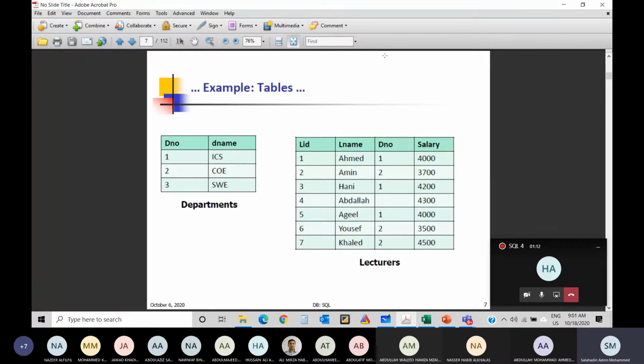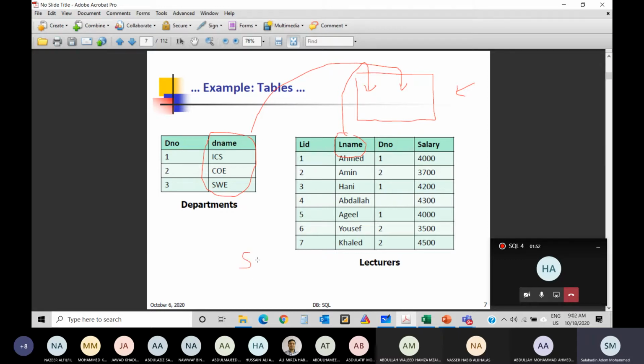For example, this is what I want. I want an output which looks like this. I want the lecturer name in my output table here. This is my output table. Consider this my output table. And I also want the department name. So simply, for example, I want Ahmed. What is department? ICS. So I want Ahmed, ICS. I want Amin, COE, because he is 2. Hani, ICS. Aqil, ICS. Yusuf, COE. Khalid, COE. So this is what I want my output.